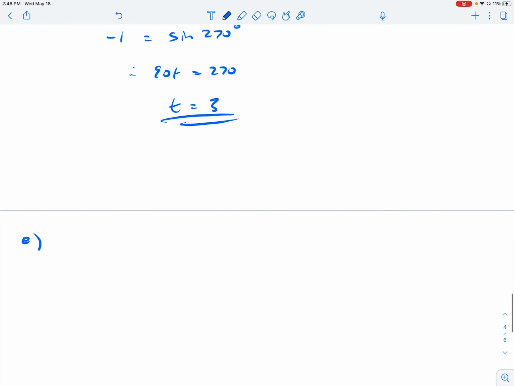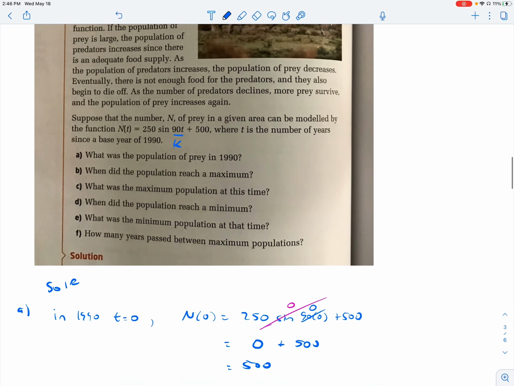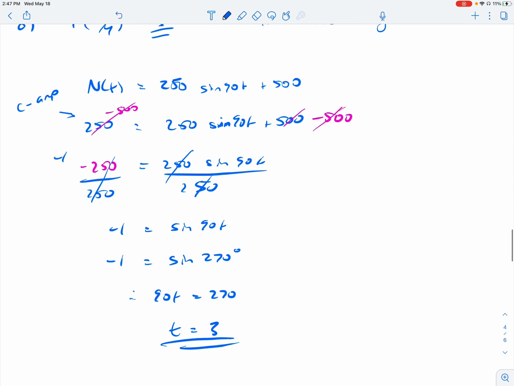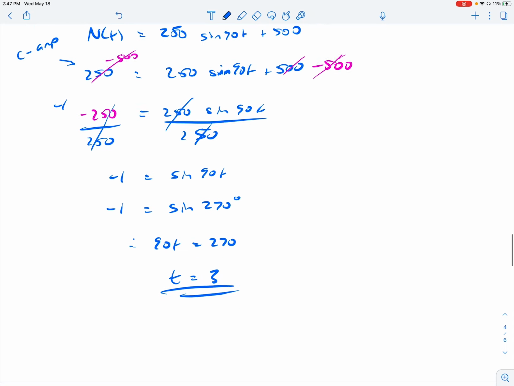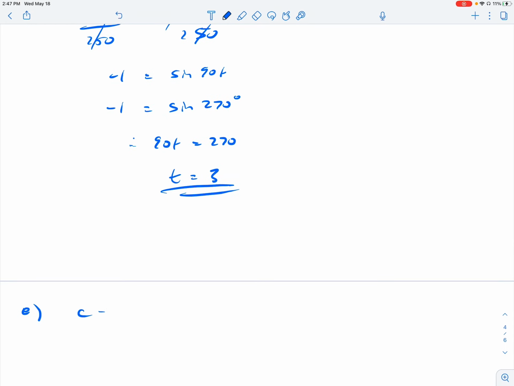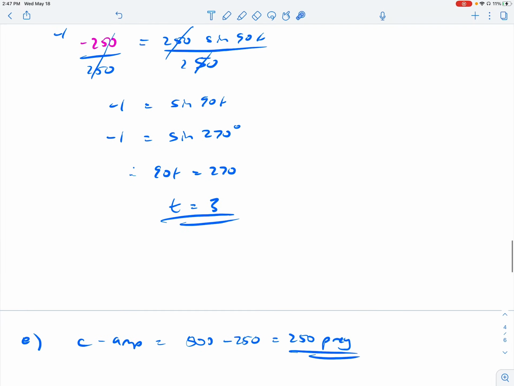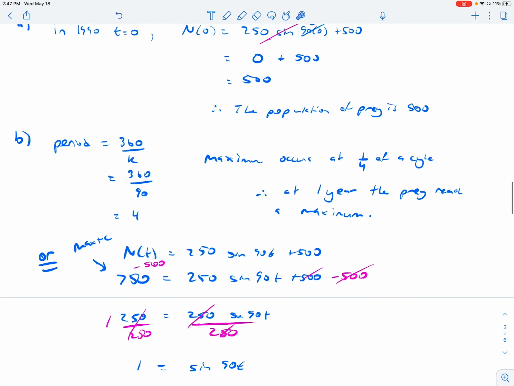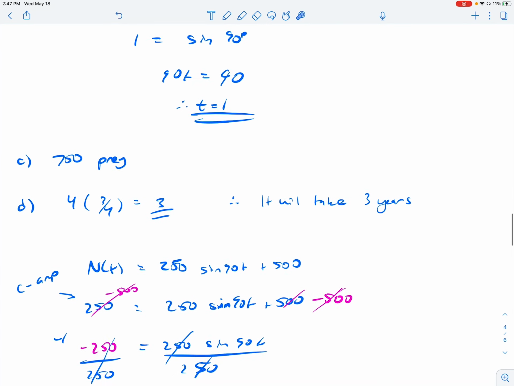All right, part E, almost done here. What was the minimum population of that time? Well, we found that over here. It was actually 250, right? The center line minus the amplitude. Okay, so the prey has a minimum of 250 and it has a maximum of 750. That was the max value. Yeah, right there.